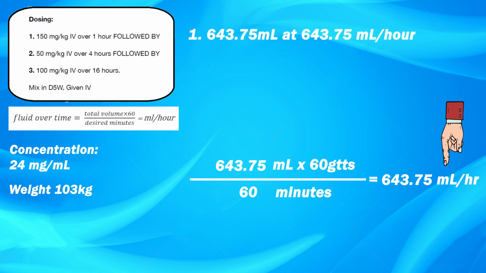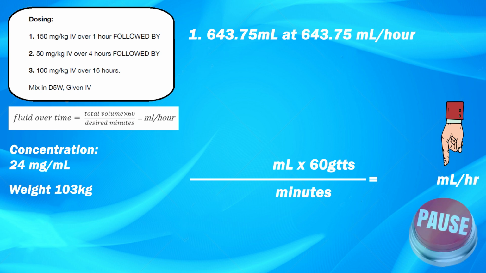Therefore, for the first stage of dosing, we're going to program our pump for 643.75, and we're going to run it for 1 hour. Do you think you can figure out the second stage of dosing? If you can, press pause now, calculate it up, and then come back when you have your answer.